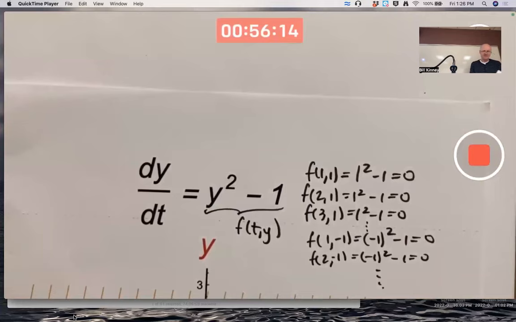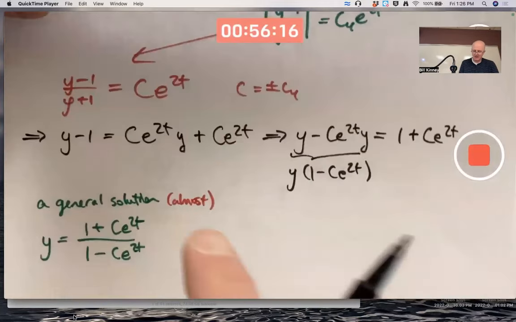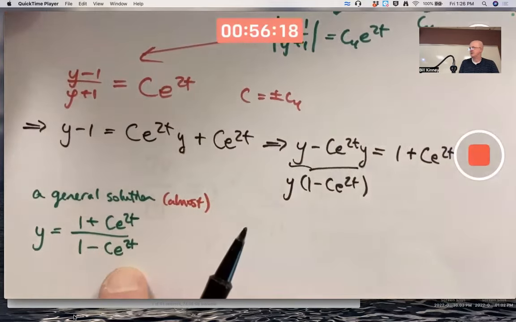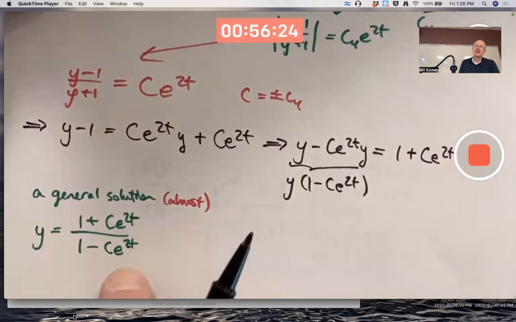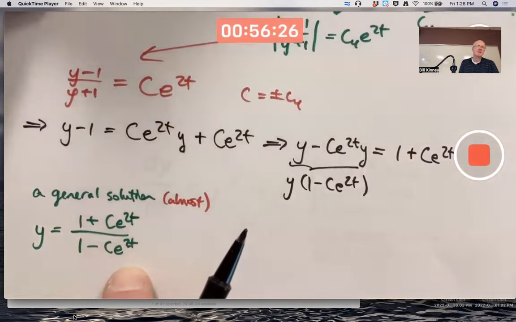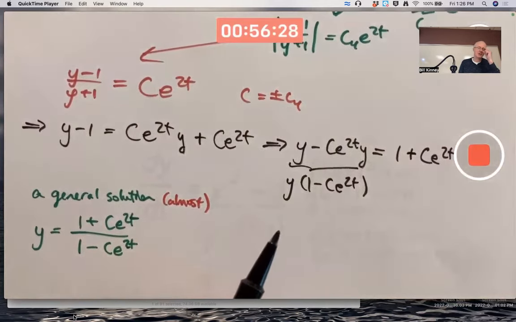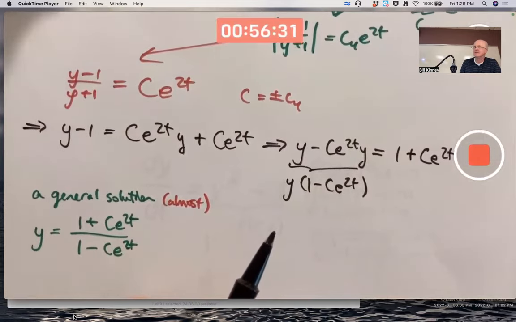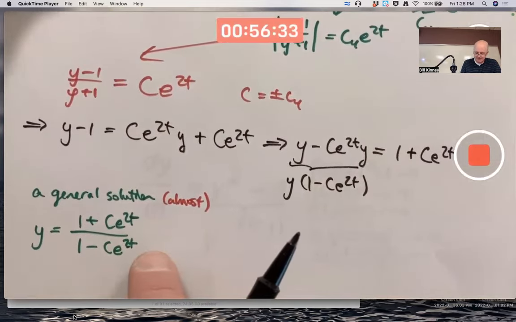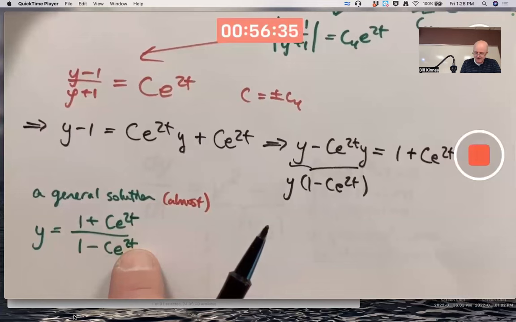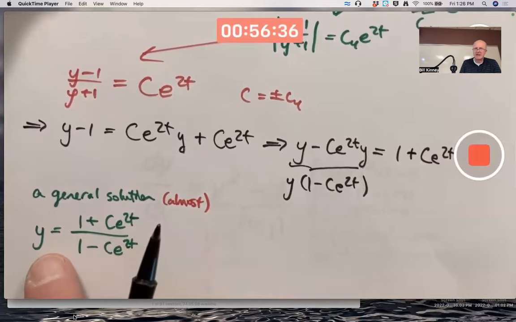However, that's where the almost comes into play. There's no choice for c you can make that will make this function equal -1. So it'll solve any other initial value problem, but not the initial value problem where y of 0 equals -1. If you set t equal to 0 and y equal to -1, you'll get the equation -1 equals 1.